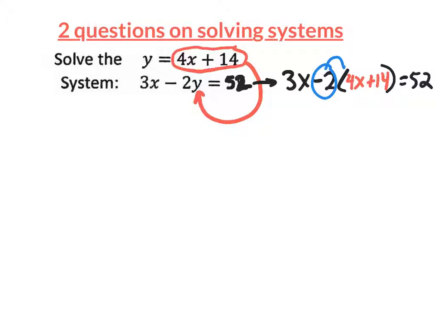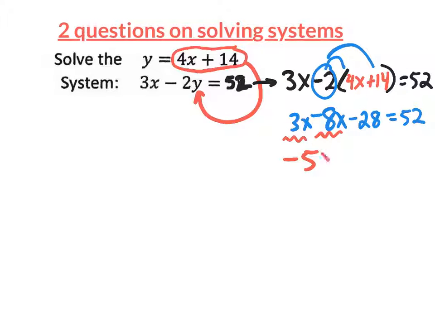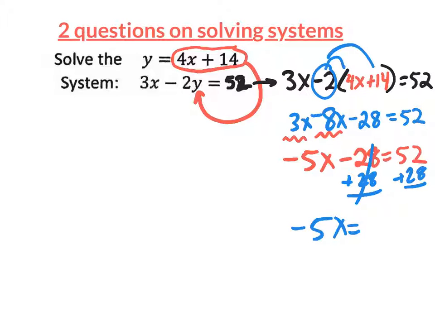Negative 2 times 4x is negative 8x. Negative 2 times 14 is negative 28. Bring down the equal sign, bring down the 52, bring down the 3x out in the front. When you combine the 3x minus 8x, you get a minus 5x. Minus 28 equals 52. Final step would be to add 28. Add 28. You're going to end up with negative 5x equals 80. When you divide by negative 5, divide by negative 5, we end up with x equals negative 16.